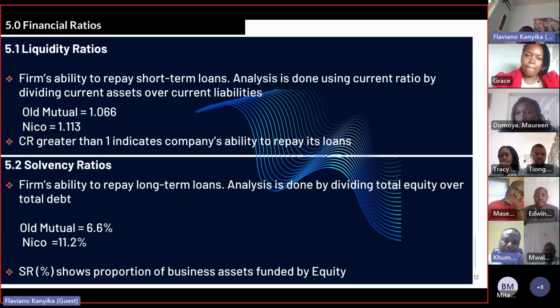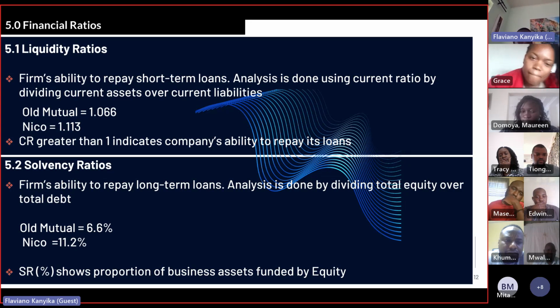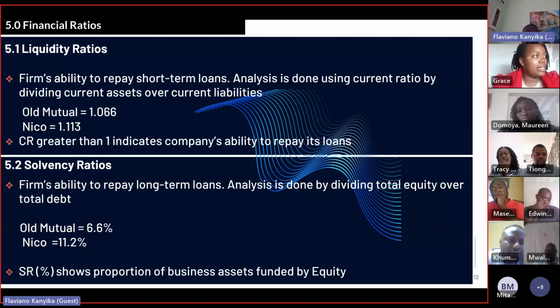Yes. Okay. So I'm going to go through the financial ratios. We have the liquidity ratios, which is the ability for a firm to pay its short-term loans. The ratio is calculated by dividing the current assets over the current liabilities. Old Mutual has 1.066 as the current ratio, and NICO has 1.113, which is good for both companies because they can pay the short-term loans.